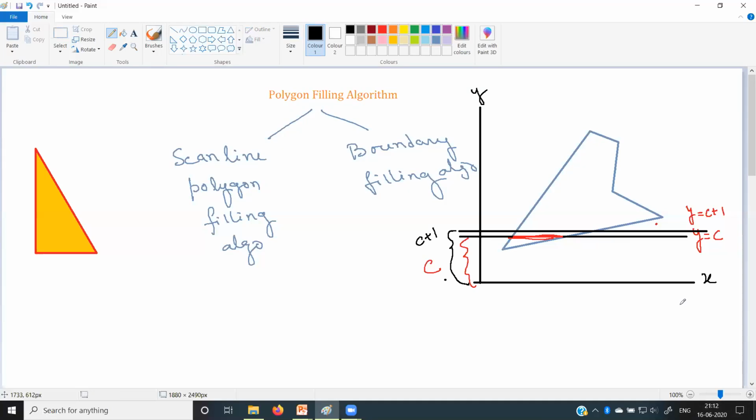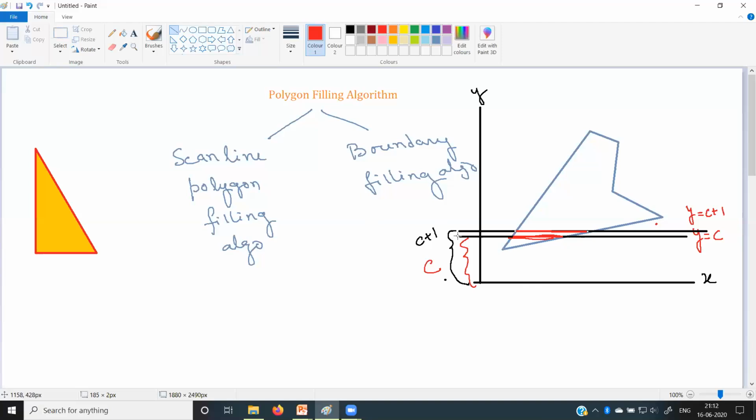Here, for your understanding purpose, I drew these two lines and there is a minimum gap between them. So what we will do, again another line will be drawn with the y value c plus 1, and again we will color only that portion of the line which is inside the polygon. So here you can see we haven't colored the entire line. We have colored only some portion of the line which is inside the polygon.